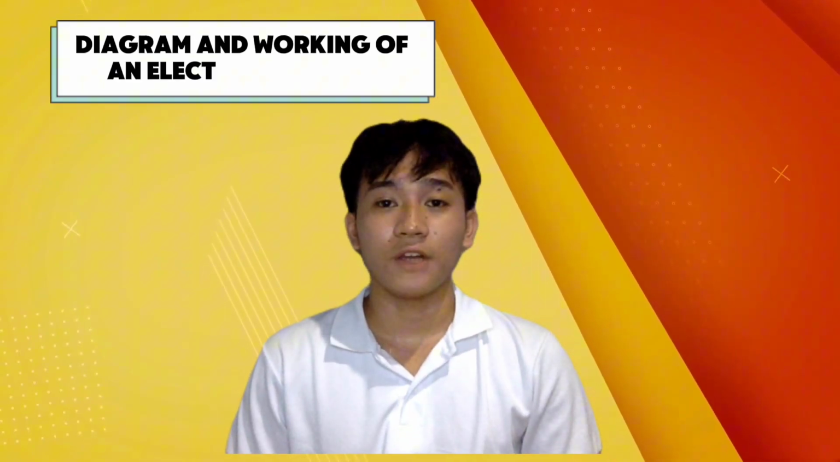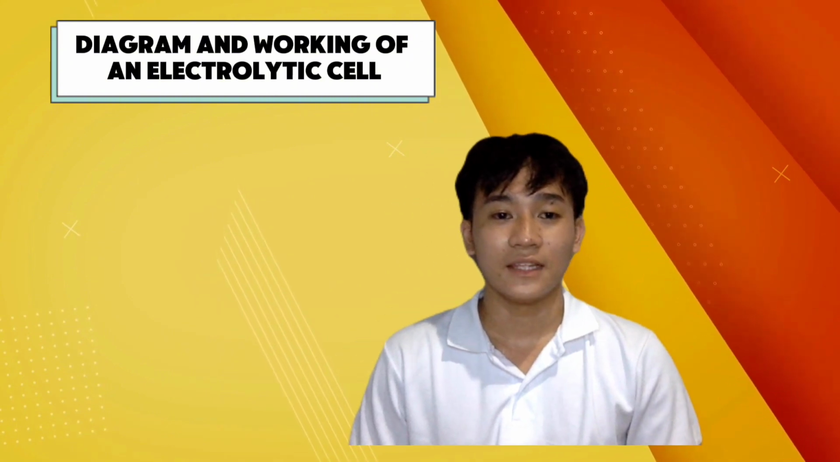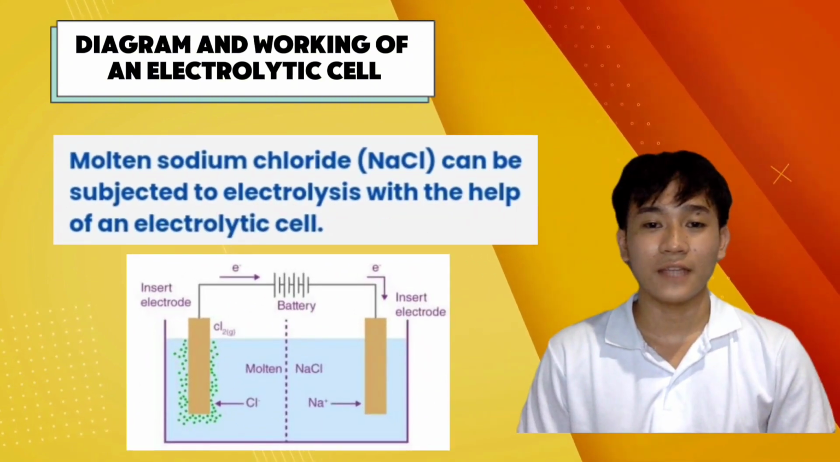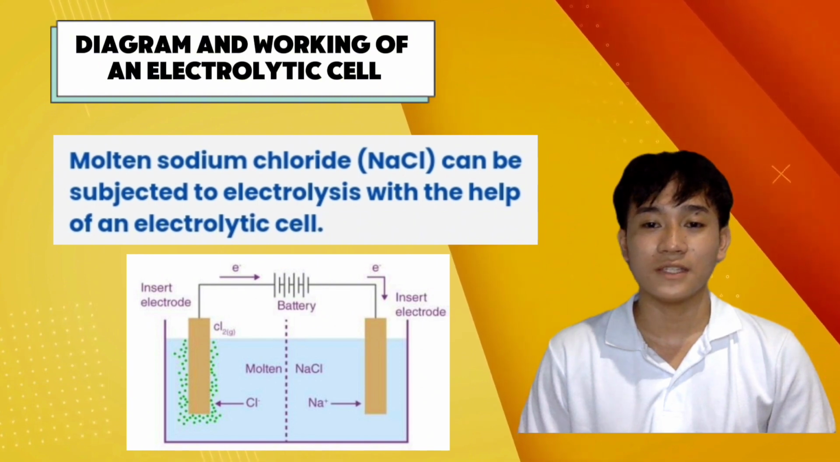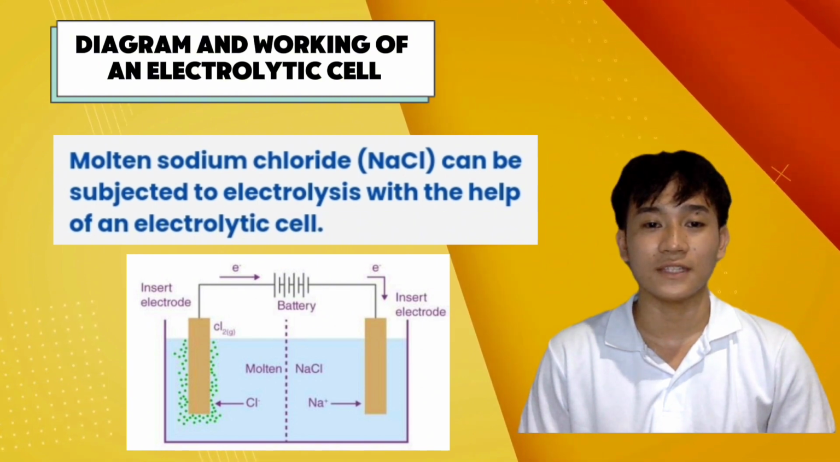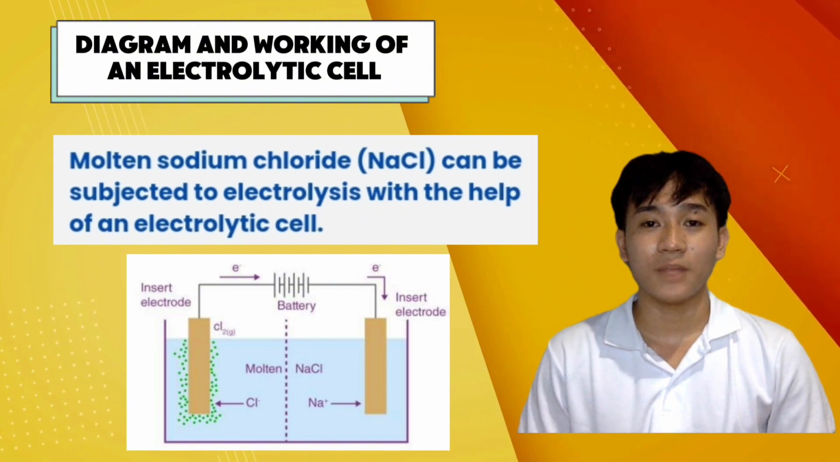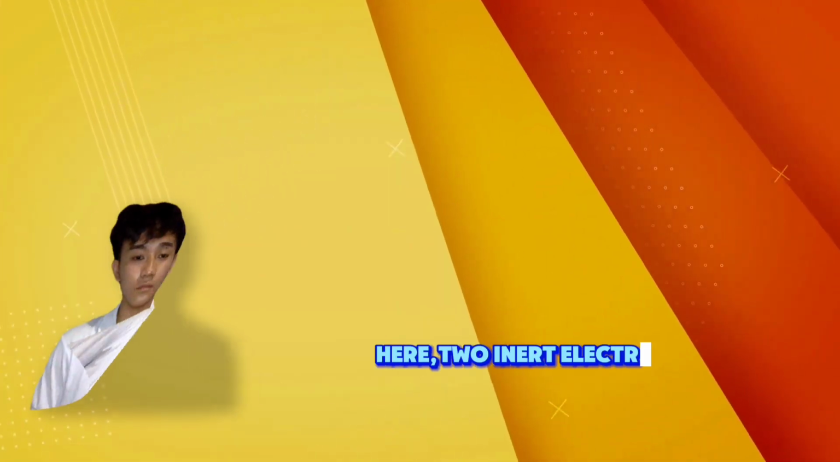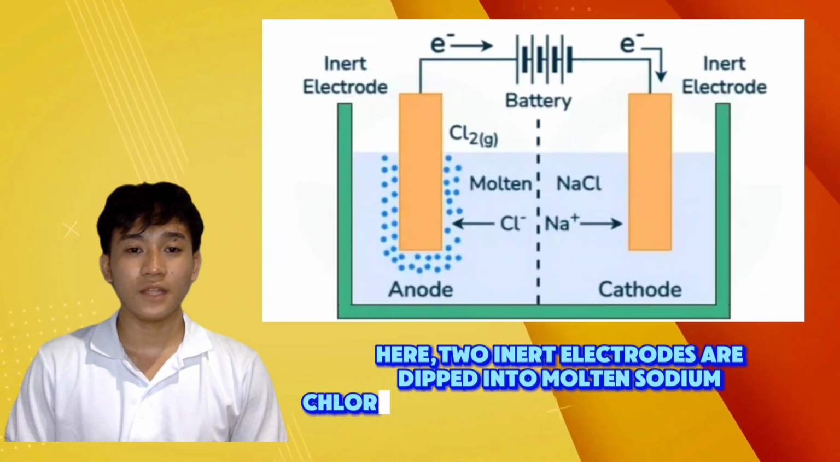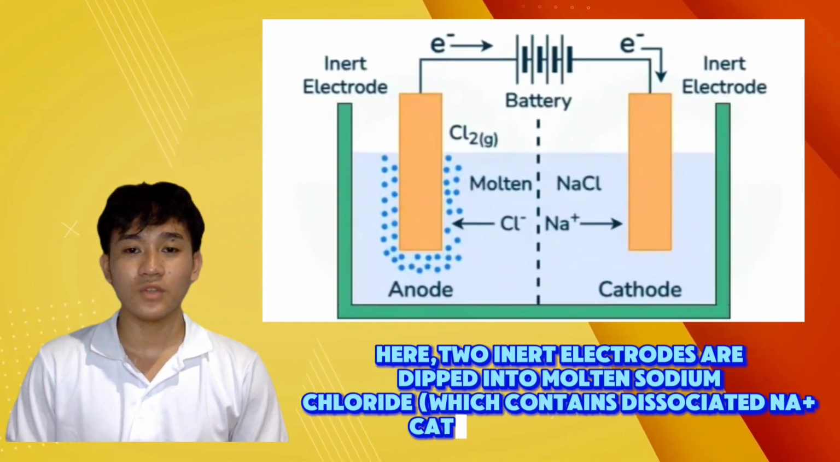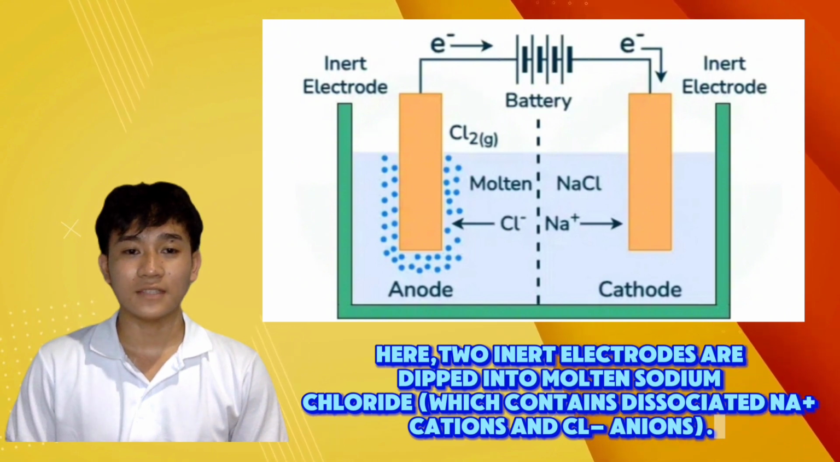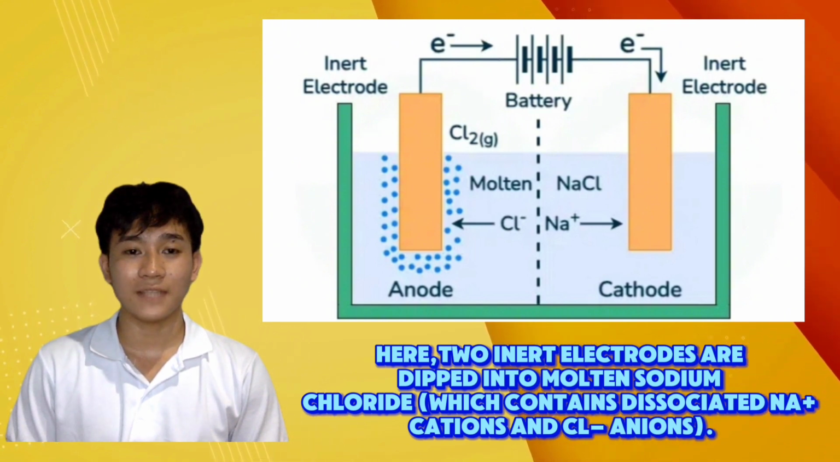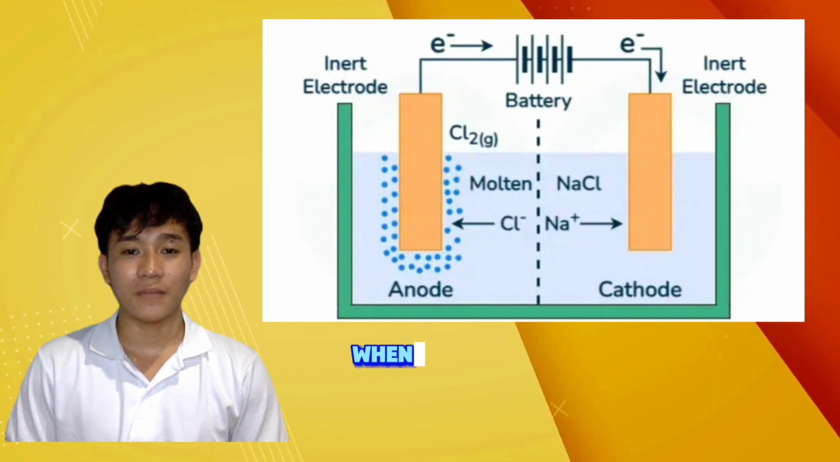Diagram and working of an electrolytic cell. Molten sodium chloride can be subjected to electrolysis with the help of an electrolytic cell, as illustrated below. Here, the two inert electrodes are dipped into molten sodium chloride, which contains dissociated sodium Na+ cations and chloride Cl- anions.